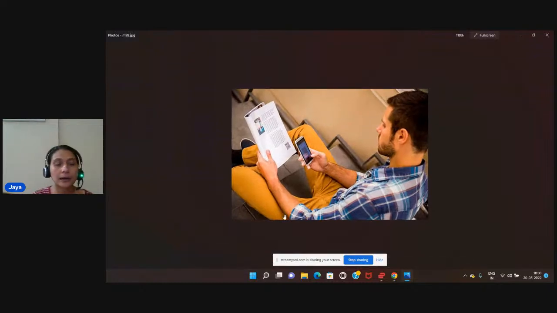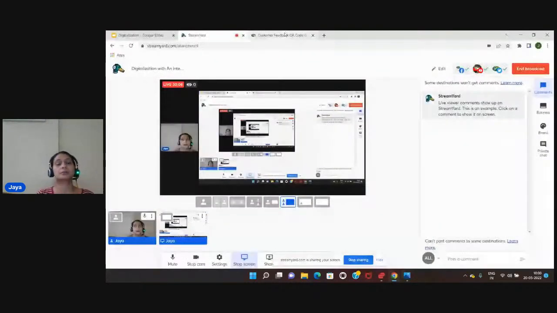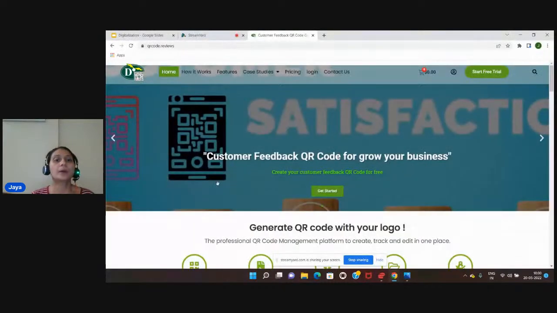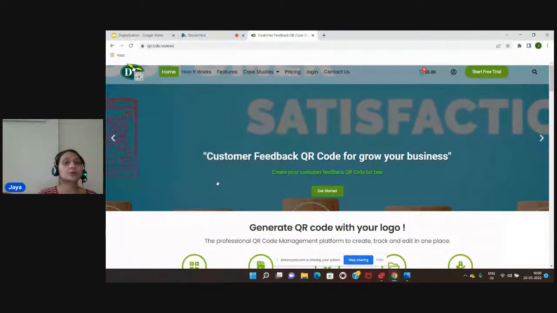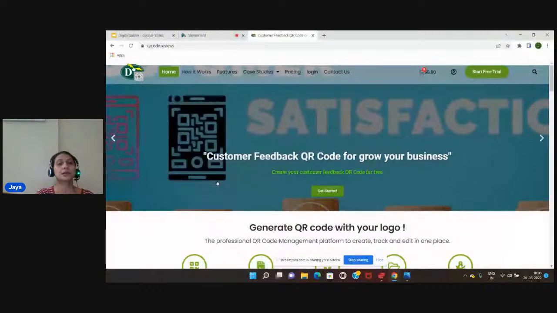So I'm representing UX Living Lab, where we are a market research consulting company, where we continuously work on customer feedback through the QR code to grow your business. We also try to get more and more insights from the customer so that we can make you understand where your actual product is. That's what we are.